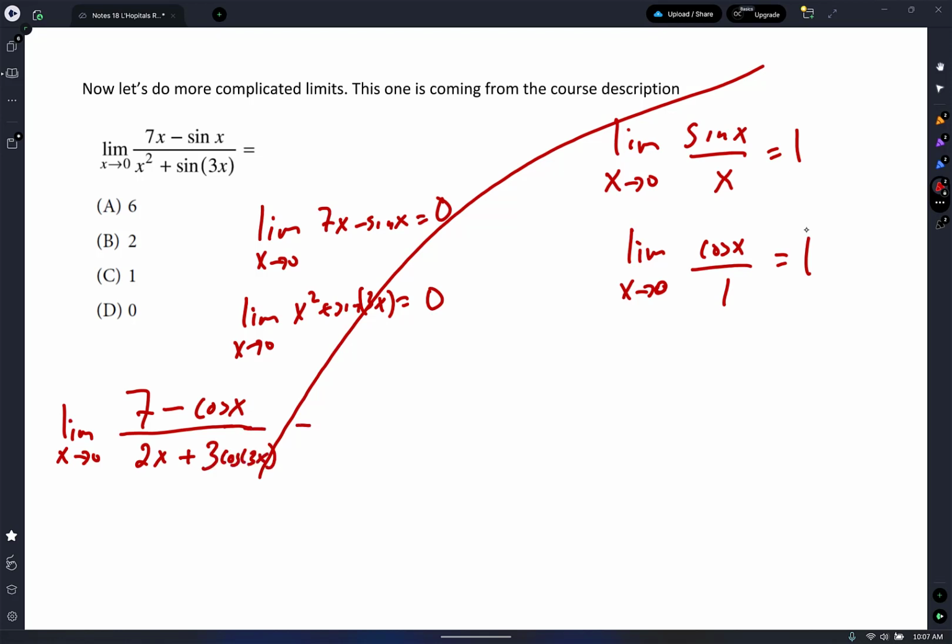All right, here we go. I'm going to plug in a 0 now, and let's see what I get. If I plug in a 0 in the numerator, cosine of 0 is 1, 7 minus 1, over, let's see, 2 times 0 is 0, but cosine of 0 is 1 again, and 1 times 3 is 3, and 6 divided by 3? There you go.